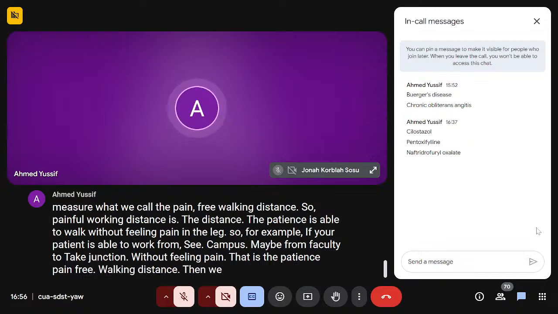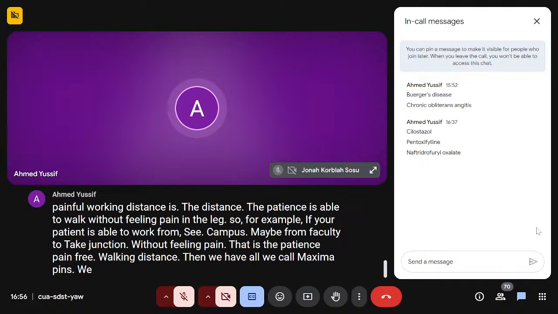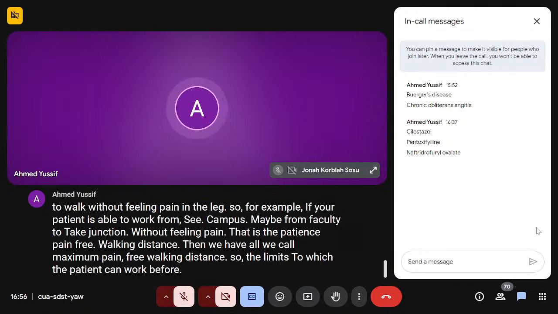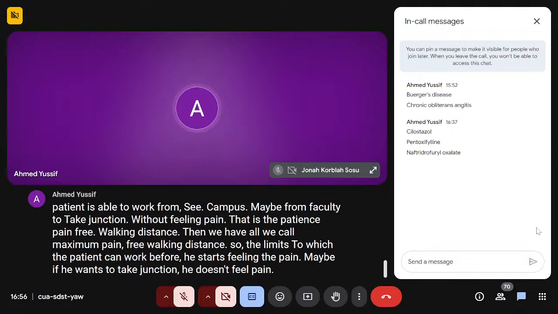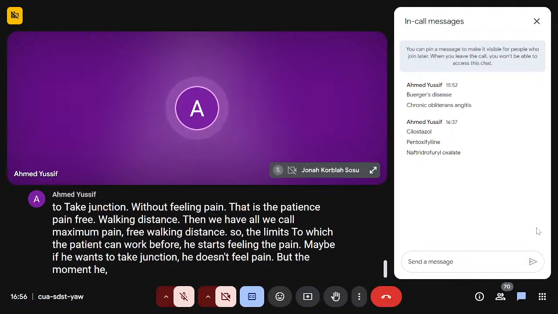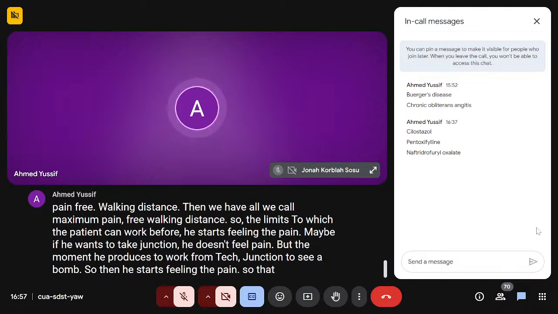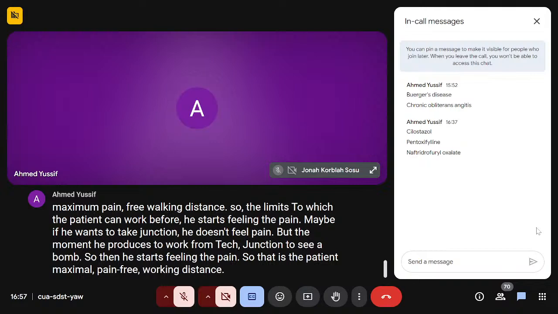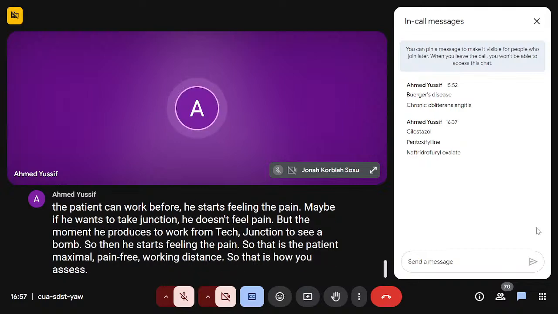Then we have what we call maximal pain-free walking distance. So the limit to which the patient can walk before he starts feeling the pain. Maybe if he walks to Tech Junction, he doesn't feel pain. But the moment he proceeds to walk from Tech Junction to say Bomso, then he starts feeling the pain. So that is the patient's maximal pain-free walking distance. So that is how you assess the patient.